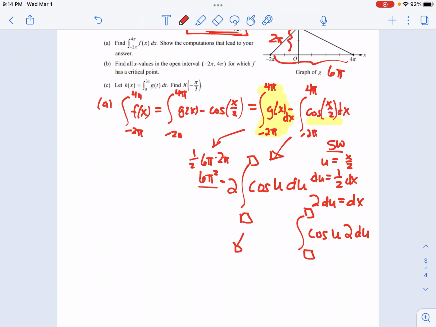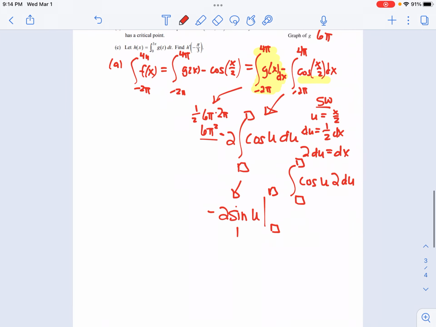The integral of cosine u means the function who has a derivative of cosine, and that's got to be sine. So that's minus 2 sine u from something to something. I'll clean this up, I promise. Now that's negative 2 sine x over 2, and I'm going to go back to the limits of integration from 2 pi to 4 pi.